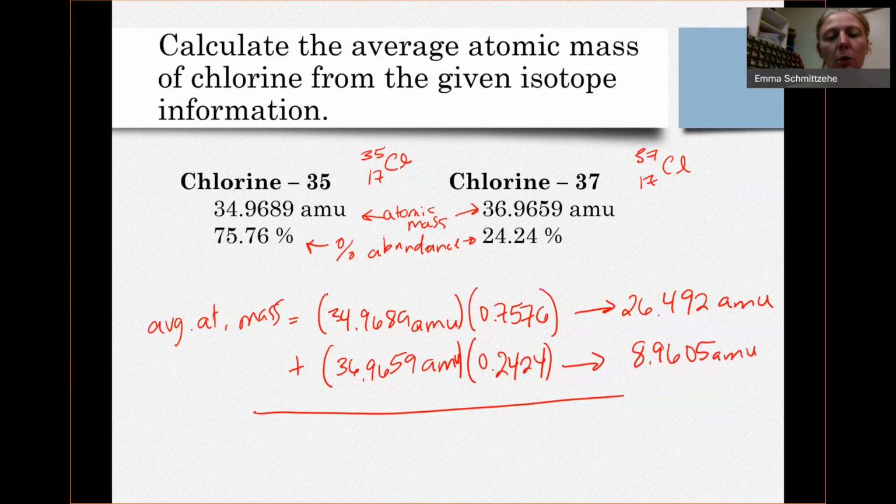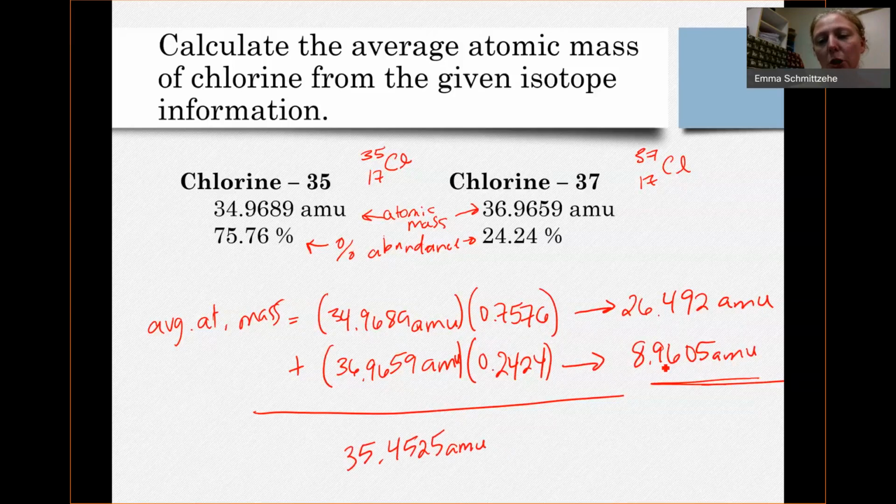Remember, for multiplication and division, you keep the fewest sig figs. So if we take a 6 sig fig number and multiply by a 4 sig fig, we round to 4 sig figs if that was the end result. If not, keep an extra until you're done. Then I'm going to add those values: 26.492 plus 8.9605, and that gives me 35.4525 AMU. That one I still need to round to the appropriate sig figs.